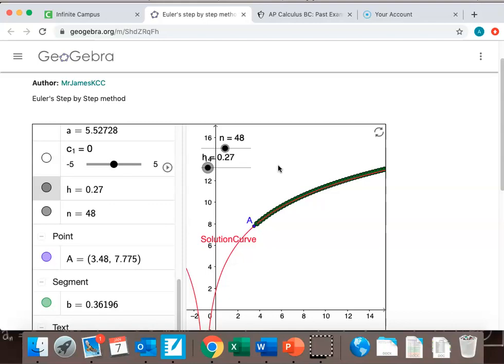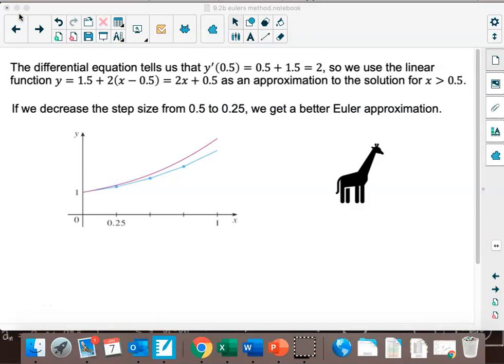So anyway, h is how far you're going to go before you find a new slope, right? And just so you know, most people call h the step size because you're taking steps, and so your step size is whatever it is. All right, so that's your little Euler visual part.